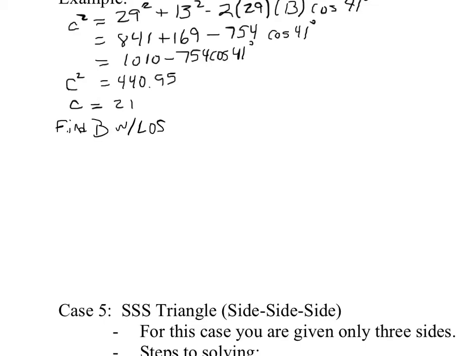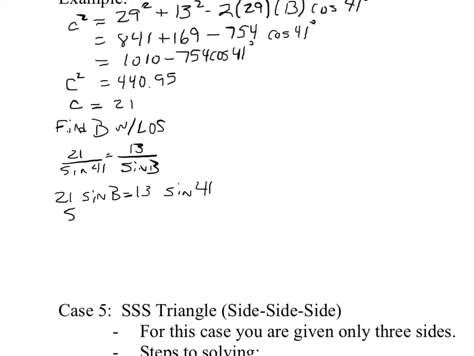Okay, so we're going to use the given information for that, and that's going to be side c, which was 21, over sine of 41, will equal side b, which is 13, over sine of B. And solving for this, we'll get 21 times the sine of B will equal 13 times the sine of 41. I'm going to erase this because my 13 looks like a B.